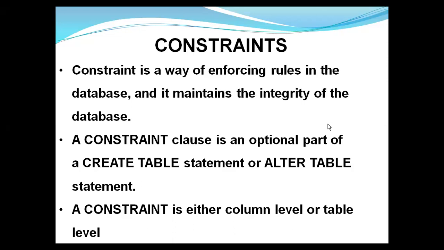What is a constraint? A constraint is a way of enforcing a rule in the database, and it maintains the integrity of the database. Simple. What's the meaning of maintaining integrity? A constraint makes sure the values in the column will be accurate according to our requirement. In simple words, a constraint is nothing but a set of rules we apply on a particular table.